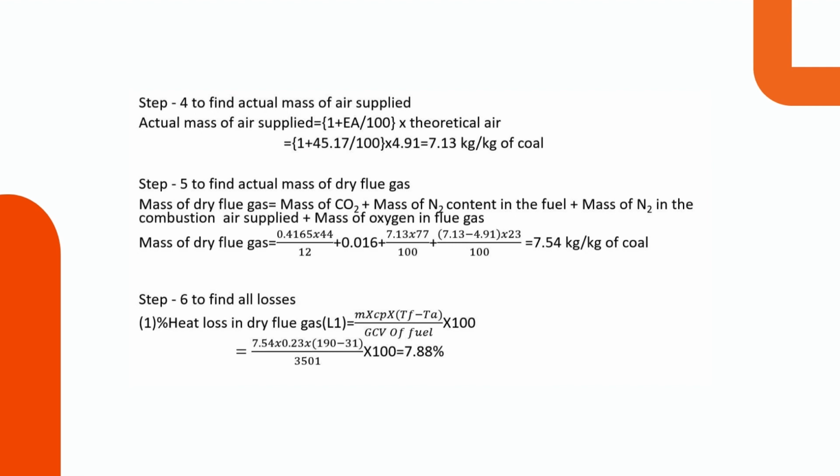Step 4. To find actual mass of air supplied, actual mass of air supplied is 1 plus EA divided by 100 into theoretical air, which is 1 plus 45.17 divided by 100 into 4.9, which comes to 7.13 kg per kg of coal.